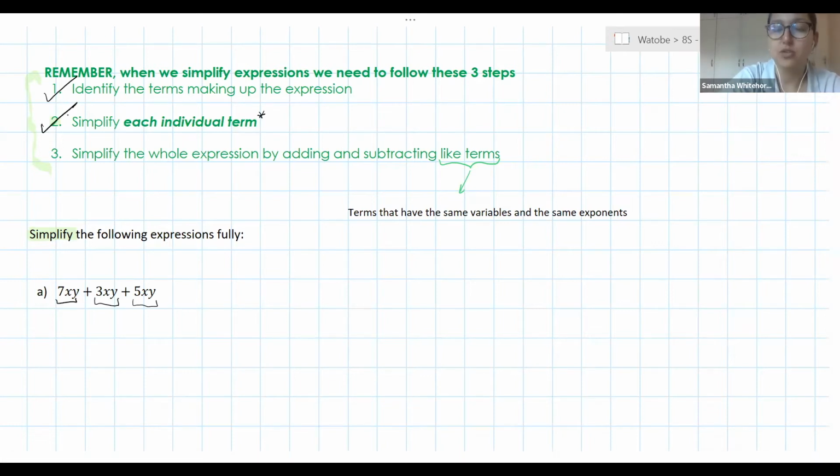What I can do is I can now start seeing, do I have any like terms? So again, you can just pop it in the chat. Are there any like terms in this expression? And if you think yes, what are the like terms? Theo says yes.